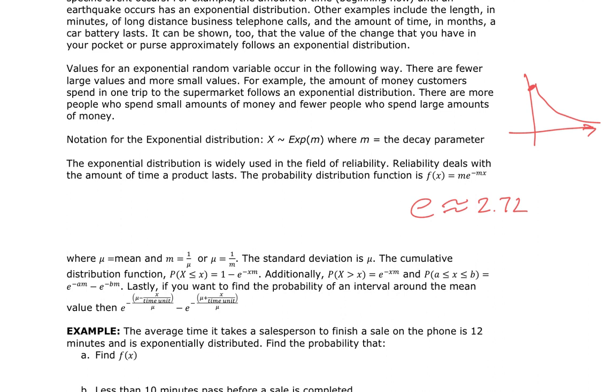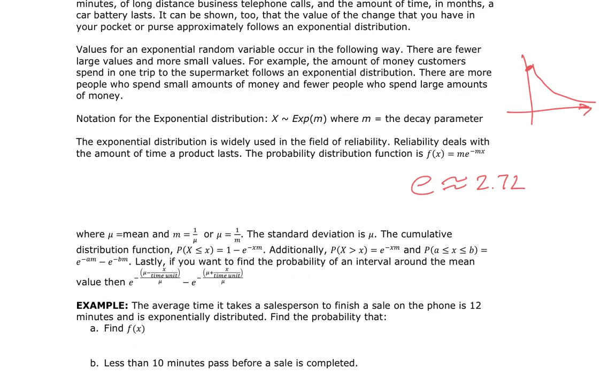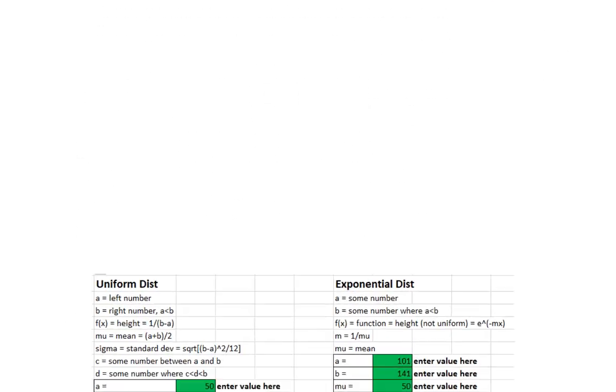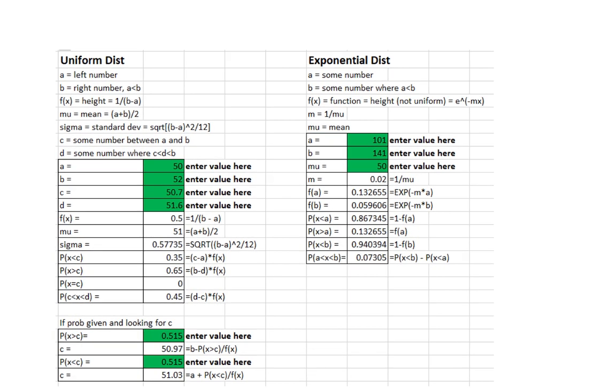Now, before we jump into this example, which will be phenomenal, I would recommend you have some sort of spreadsheet that looks like this. A is the left number, B is the right number. Then we're going to calculate the height. Mu is the mean, and its calculation is here. Sigma, which is the standard deviation, is here. I didn't put variance. I should have done variance. C is some number between A and B. C is the number that you are usually looking at. D is some number where it is C, then D, then B. So we have a starting point.